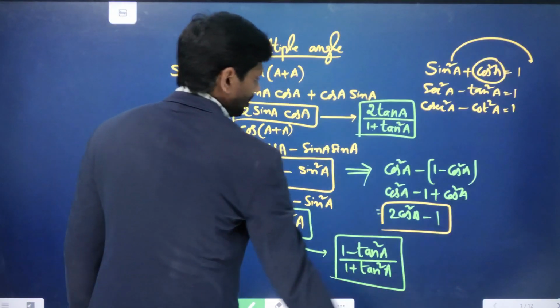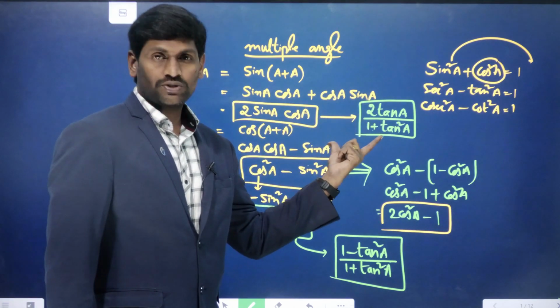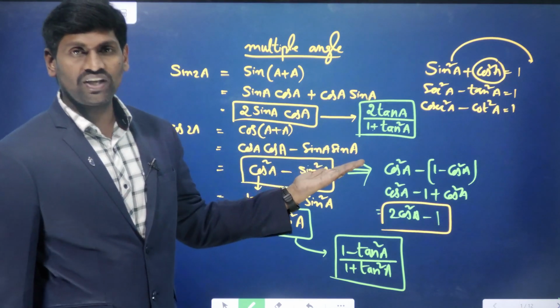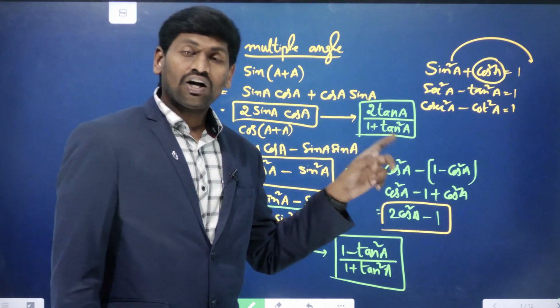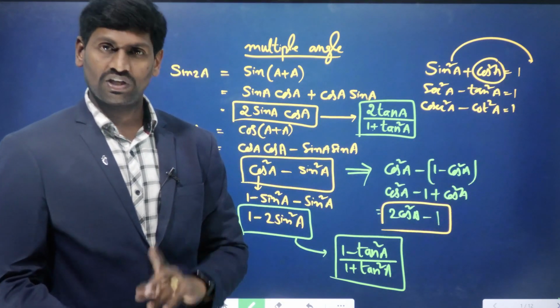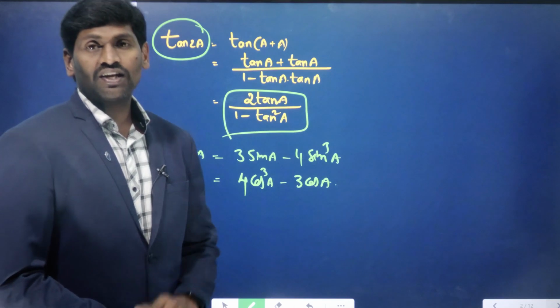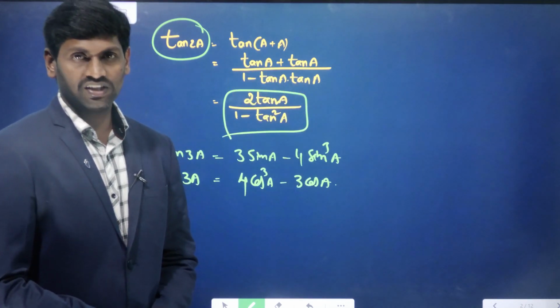What are the formulas we discussed now? Sin 2a formula: 2 sin a cos a or 2 tan a by 1 plus tan square a. Cos 2a formula: cos square a minus sin square a or 2 cos square a minus 1 or 1 minus 2 sin square a or 1 minus tan square a by 1 plus tan square a. Clear? Next, the tan 2a formula: 2 tan a by 1 minus tan square a. Clear? And you have to thoroughly revise the tables also. Trigonometry value table: sin 0 degrees, 30 degrees, 45, 60, 90. All the values you have to revise. Okay? Yeah, let us go to the exercise practice sheet now.